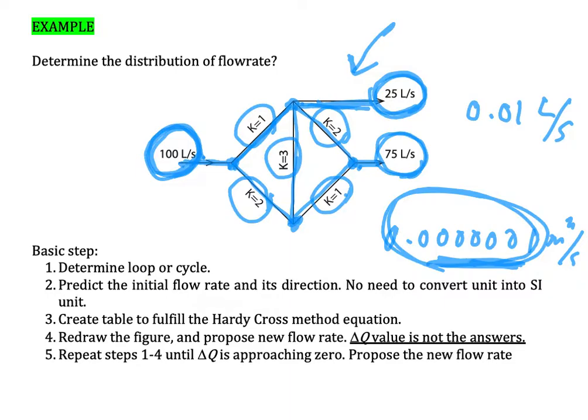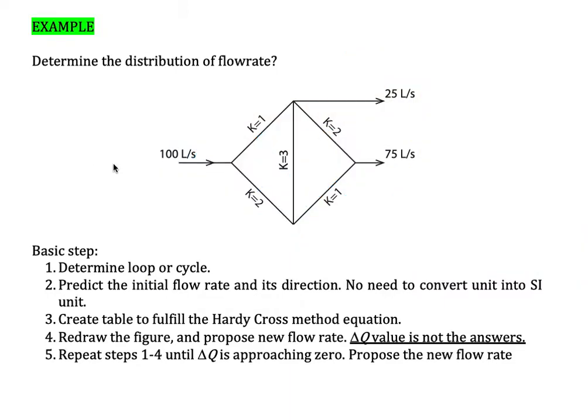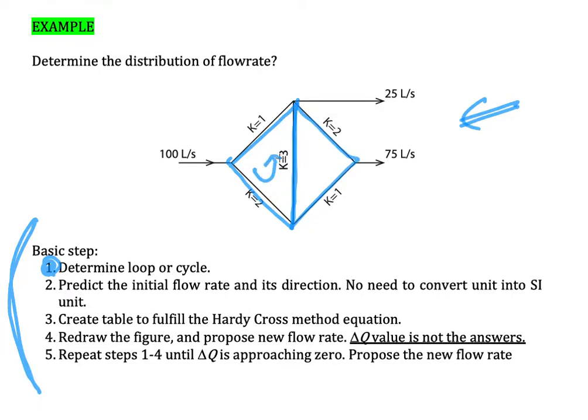Before we solve it, please read this basic step. What you need to do is determine the loop or cycle first. This means you need to identify what loop or cycle we could assume in the diagram. For example, for this one, we will have this loop, this closed section, and we will have another one here. So we could say that we have two loops in the pipe system.